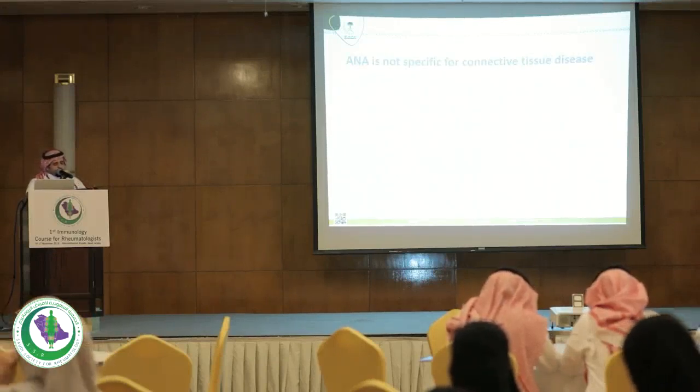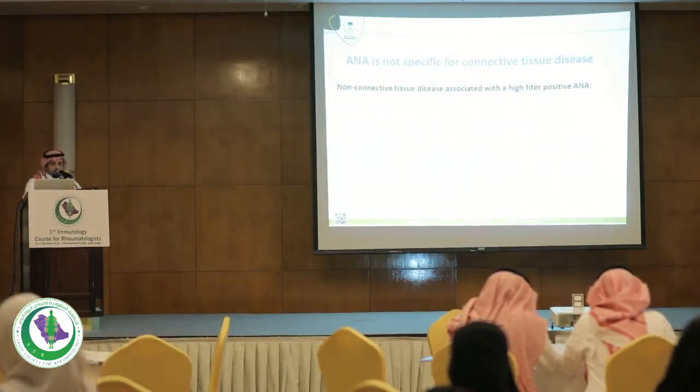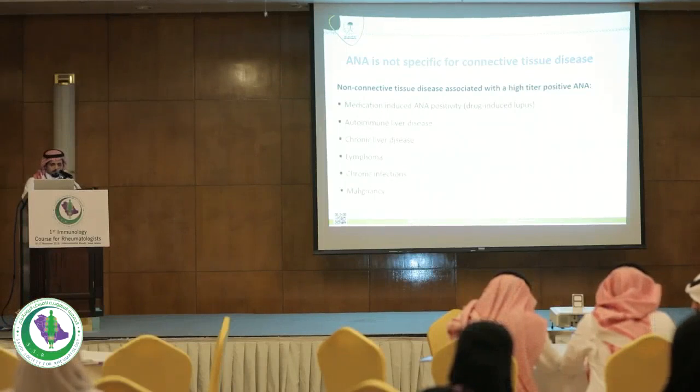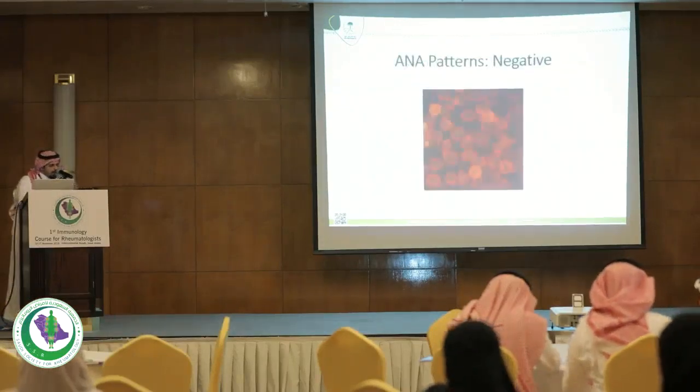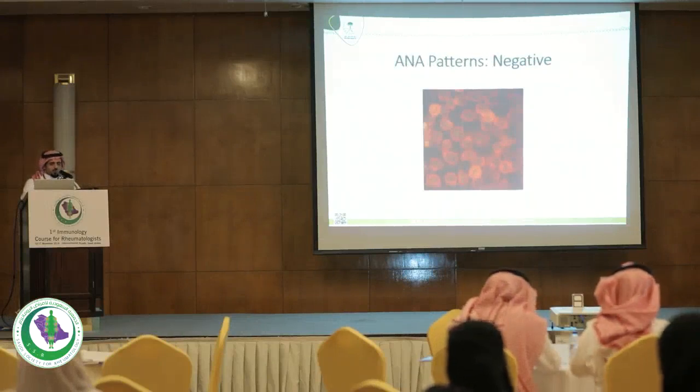The important thing to consider is that ANA is not specific for connective tissue disease. So here are some examples where ANA might be positive, such as in drug-induced lupus, autoimmune liver disease, chronic liver disease, lymphoma, chronic infection, and malignancy. I will have a couple of slides just to show you how these patterns look under the microscope.